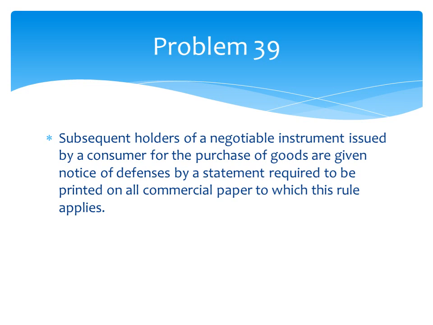Remember that subsequent holders of a negotiable instrument issued by a consumer for the purchase of goods are given notice of defenses by a statement required to be printed on all commercial paper to which this rule applies. So on that promissory note, there should have been a statement that was required, and it was not. And so the question is asking which of these items would be applicable. So failure to include the notice is illegal as an unfair trade practice, but it has the effect of freeing a holder in due course from personal defenses. Accordingly, the omission would allow Finley to prevail against Cynthia absent any real defenses.